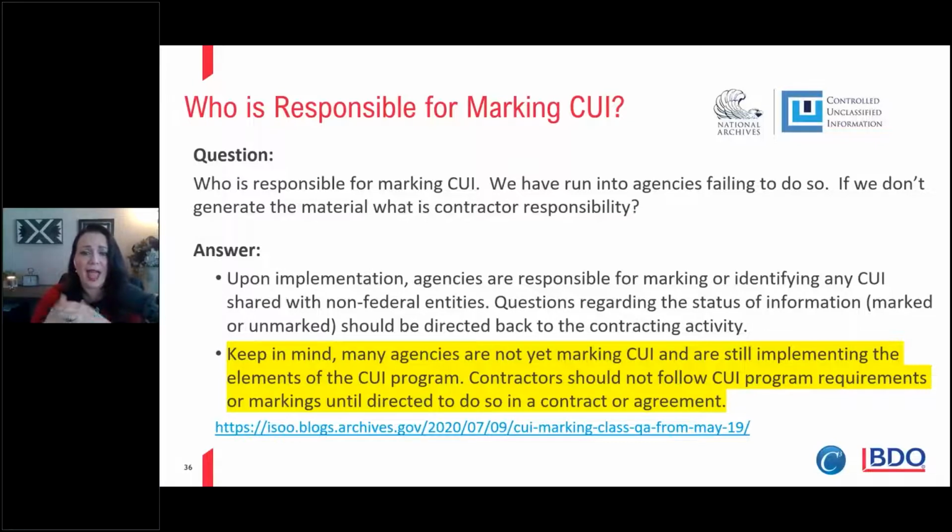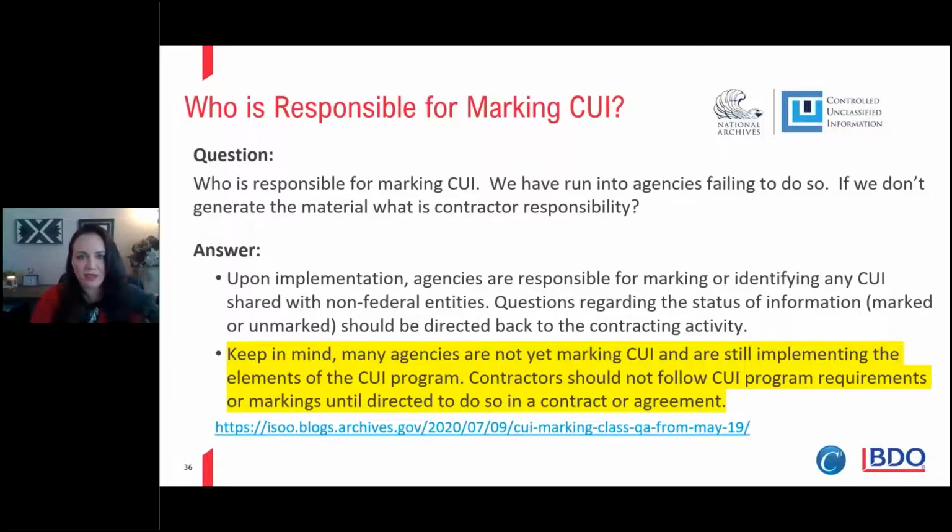And they ask for your patience as they themselves implement elements of the CUI program as they write their security classification guides. Any contractors should not follow CUI program requirements or markings until directed to do so in a contract or agreement. I'm going to add a little stipulation onto the end of this.